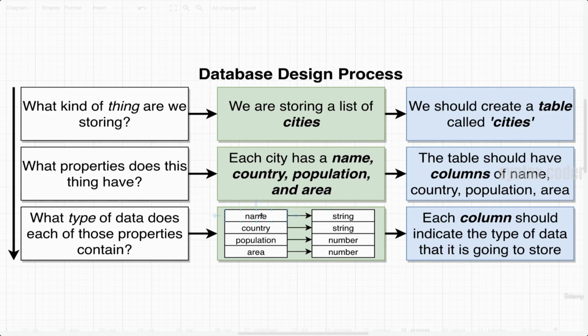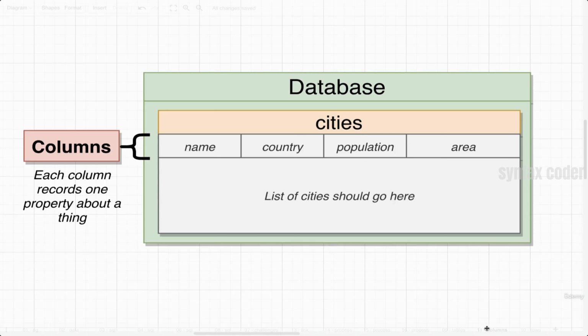And then finally, we say that each of those different columns is going to store a very specific kind or type of information. So name and country are going to store strings, and population and area are going to store numbers. We'll see where we are going to use that information in just a moment.